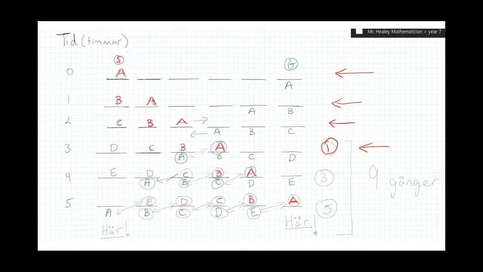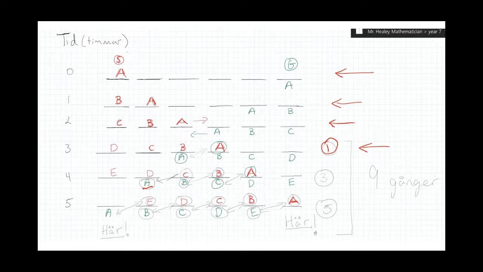Now we look at the fourth hour, the next row below. Well, there's a lot going on here, so let's break it down. Let's follow train A, which departed Gothenburg, and train A that departed Stockholm. So now train A has passed train C. Train B has passed train B. You can see with the arrows. And train C has passed train A. So that makes 3 different times where the trains met. So now we're at a total of 1 plus 3 is 4 times.